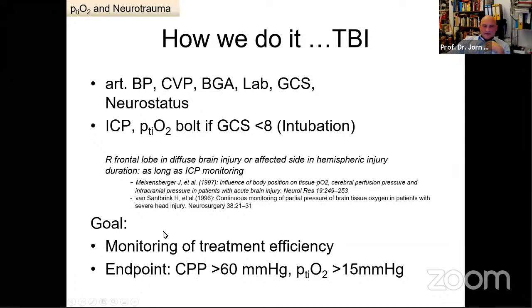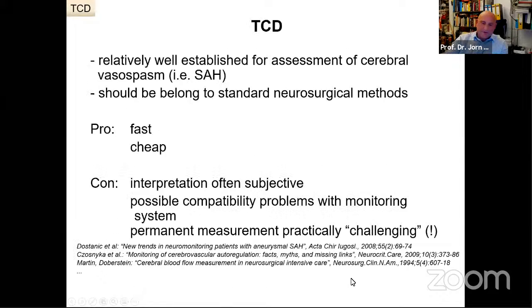And the goal is to monitor the efficiency of our treatment. Endpoints are CPP above 60, so we want to achieve cerebral perfusion pressure above 60 millimeters mercury and a PO2 above 15 millimeters. So now I come to the end of my talk. I want to talk about a couple of other things that can be measured quickly, but only cursory.